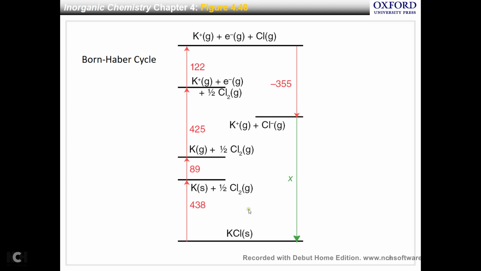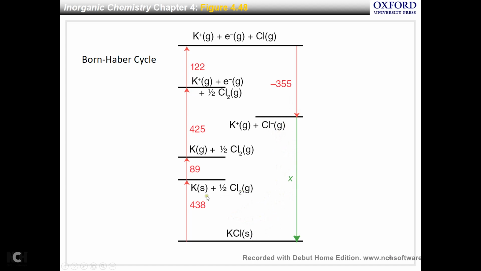Right here, let's look at this Born-Haber cycle. This is potassium chloride solid, an ionic compound. From here to here, from separate potassium plus ions and chloride minus ions to this ionic compound, we have this unknown X here. This X is the lattice enthalpy. But how do we determine this?